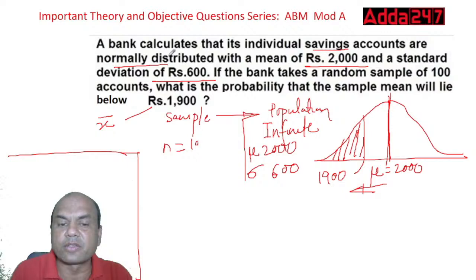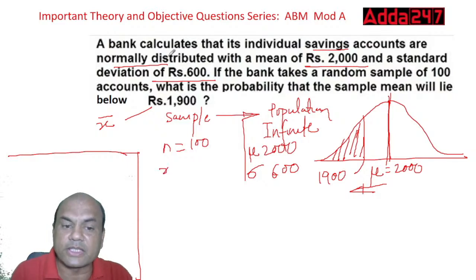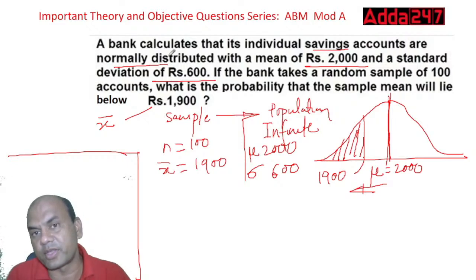Sample size is given, 100. Then what is given about the sample mean? You don't know, so we'll call this x bar. X bar is given as 1900. So these are the four values you are having.